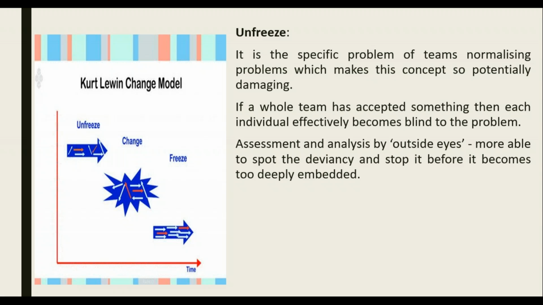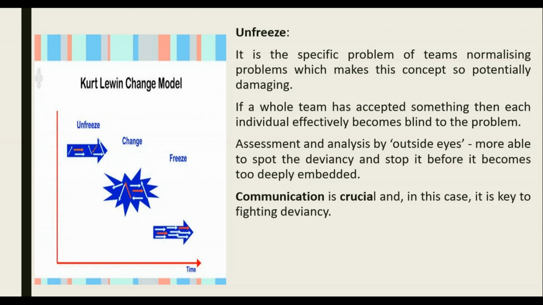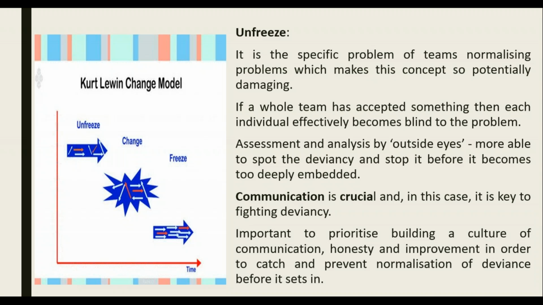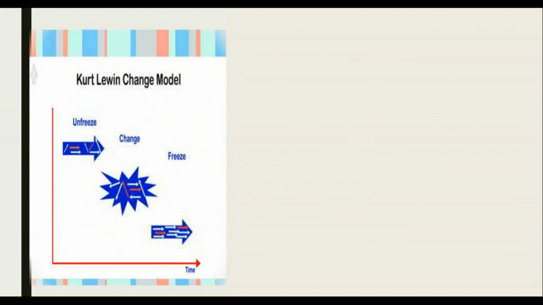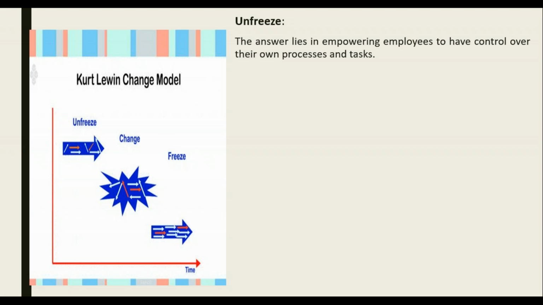As with all aspects of good management, communication is crucial, and in this case it's the key to fighting deviancy. Experts agree that it's important to prioritise building a culture of communication, honesty and improvement in order to catch and prevent normalisation of deviance before it sets in. In doing so, the experts believe that the answer lies in empowering employees to have control over their own processes and tasks, and to create a culture where questioning the perceived order is accepted. This gives the perspective needed to change the cause of the problems rather than just the symptoms.